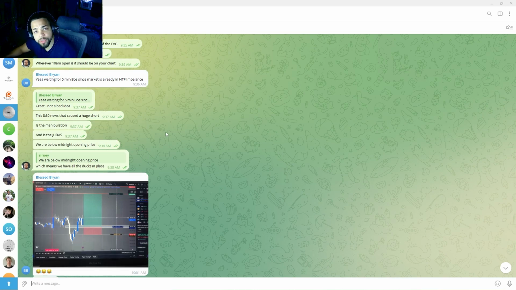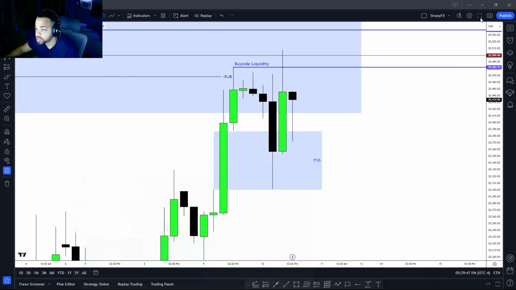All the ducks in place for what? We have all the ducks in place to see price go higher. We are in a high probability day trading environment. When we are below midnight opening price, we have buy side liquidity on the higher time frames above us. We are below that. We are in discounted price. We're respecting the consequent encroachment of a 4-hour fair value gap. These are all the things that should ring a bell to you, like, oh wow, this is high probability.